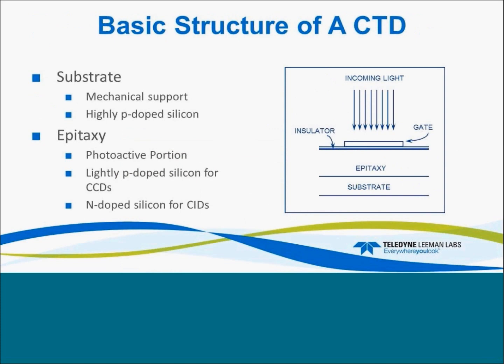Okay. Basic structure of a charge transfer device, and these are just schematics. These aren't meant to be interpreted as accurate engineering diagrams. These are my interpretation of the way they look. But basically, you have a substrate, which is the mechanical support of the device. It's doped silicon. What's called the epitaxy is the photoactive area, and so that will mean this area right in here. Depending on whether the device is a CCD or a CID, the doping of the epitaxy is different. It's P doped for positive charge for CCDs, and negative for CIDs.